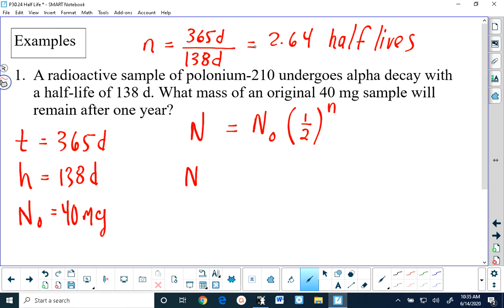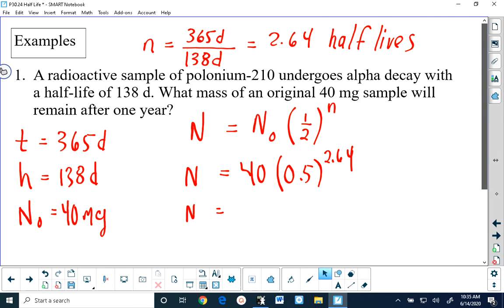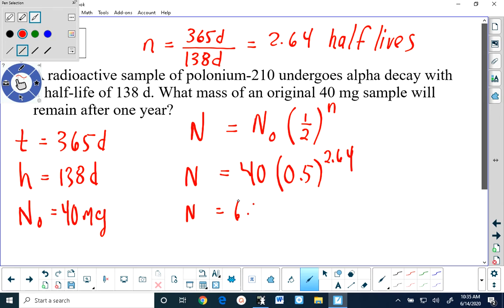So we can start putting things into this formula. The amount remaining will be N0, which is 40 milligrams, multiplied by 0.5, raised to that 2.64. So it's a pretty straightforward calculation. All we have to do is load those numbers into our calculator. 40 multiplied by 0.5 raised to our answer gives about 6.4 milligrams remaining. And that's example 1.